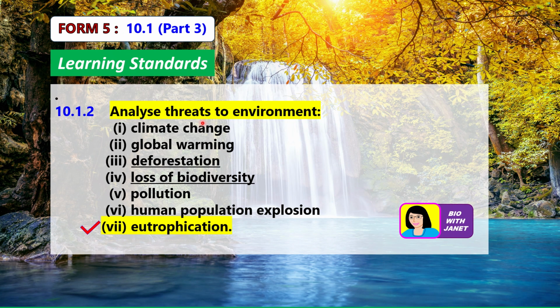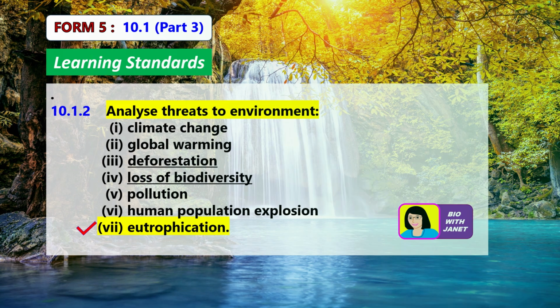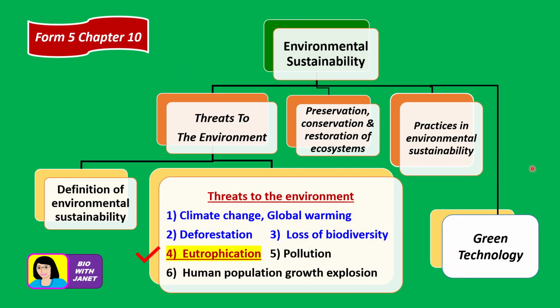Our learning standards are as follows. 10.12, analyze threats to the environment. We're going to discuss this one topic, eutrophication, and we already discussed climate change, global warming, deforestation, and loss of biodiversity. Then in the next few videos, we'll be discussing pollution and human population explosion. So in your concept map, we are at this point, threats to the environment, and we are going to discuss eutrophication here. All right, so there are a few more topics to go.